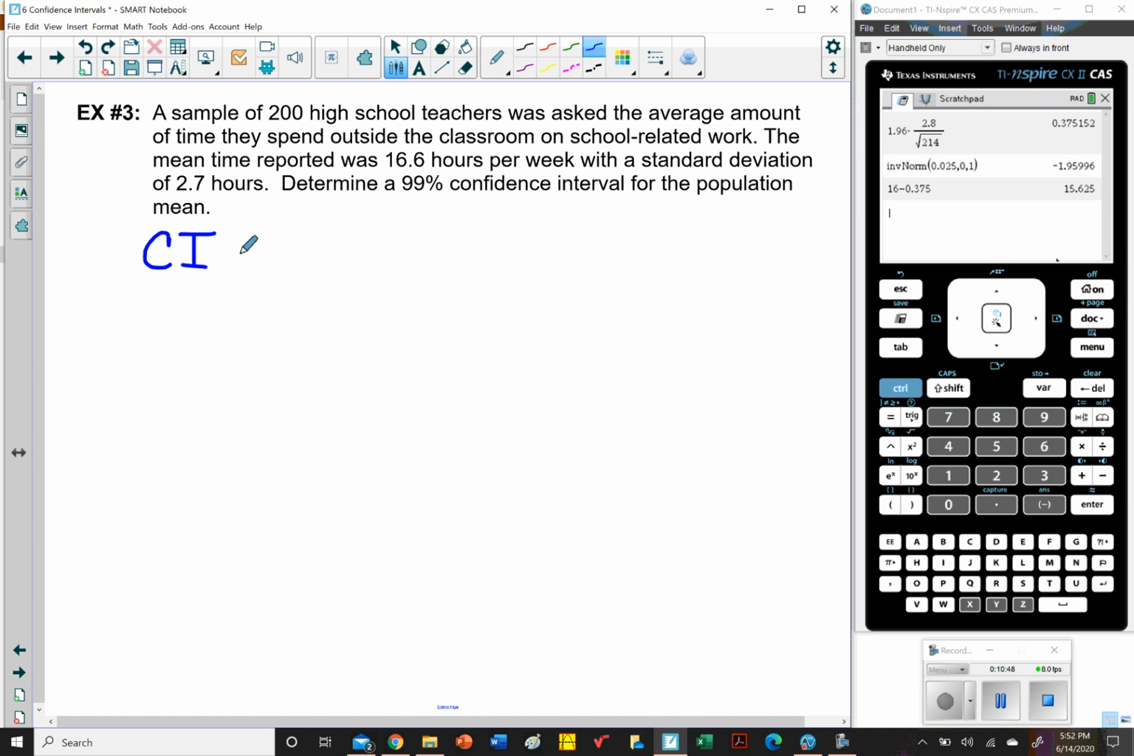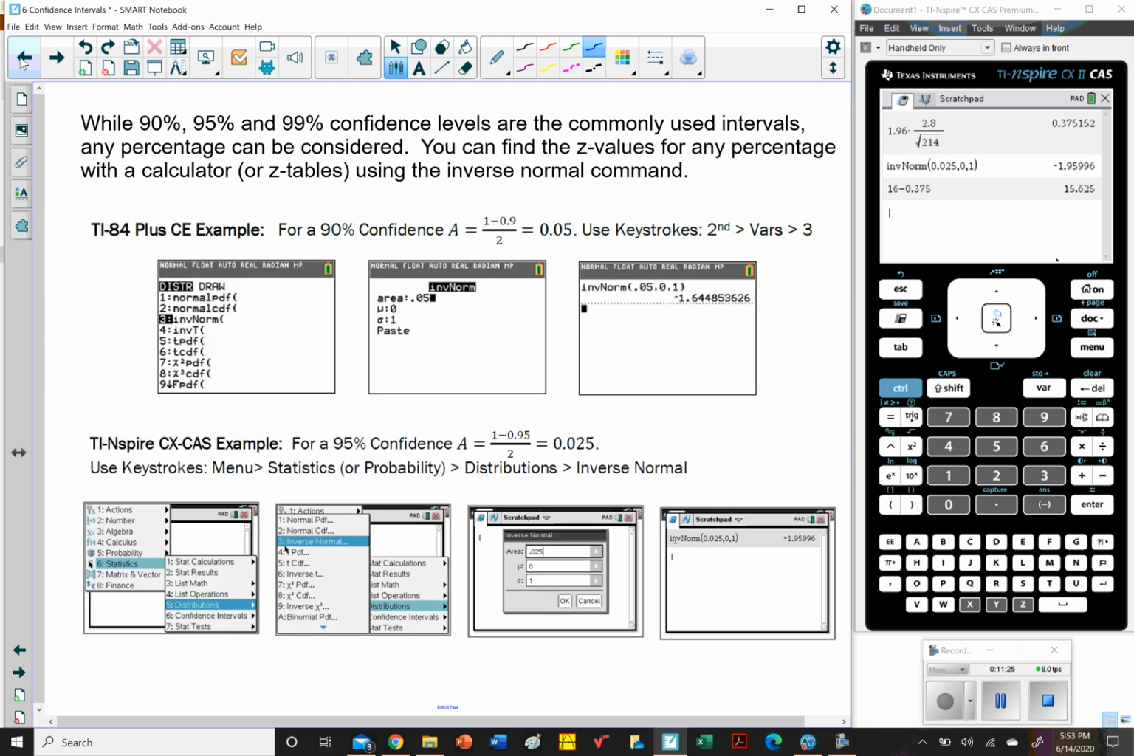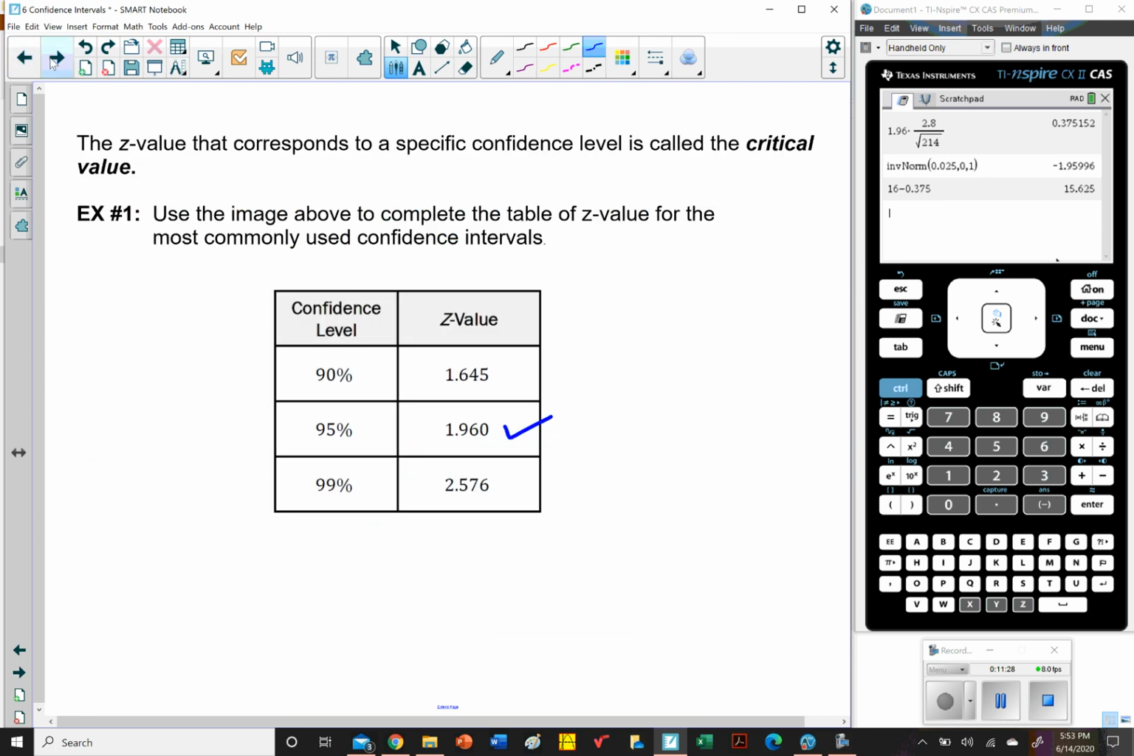And we just said the confidence interval is the mean time, which is 16.6, so x bar plus or minus the error. And the error was the z-score times the standard deviation divided by the square root of the sample size. So this confidence interval is going to be 16.6 plus or minus, let's see, what was the 99%? So looking back, 99% is 2.576.